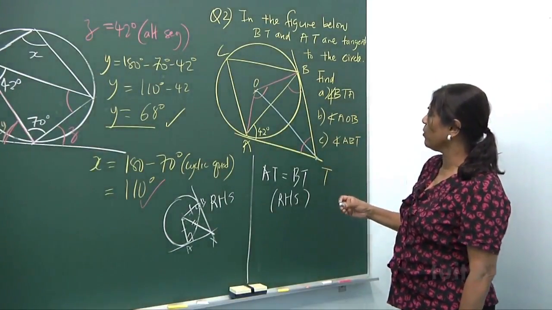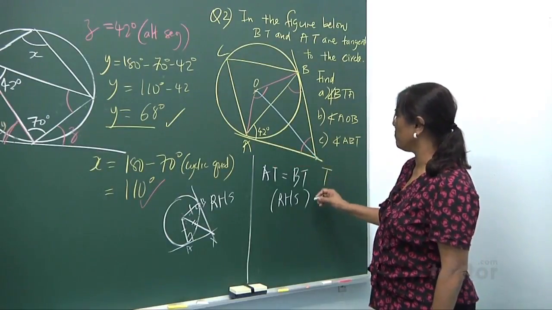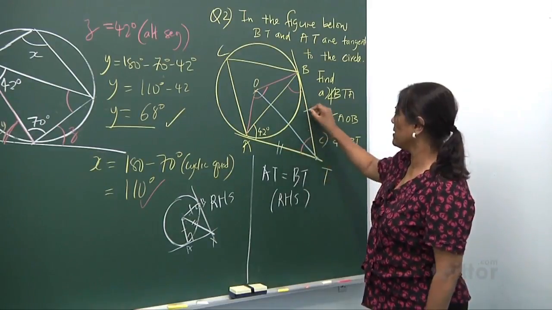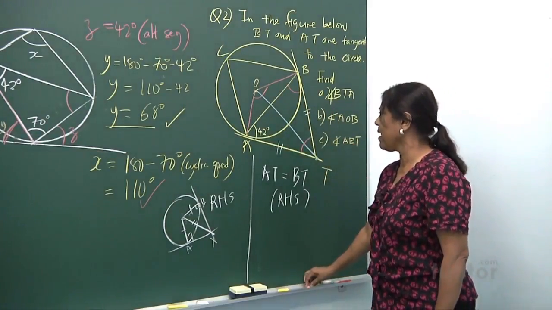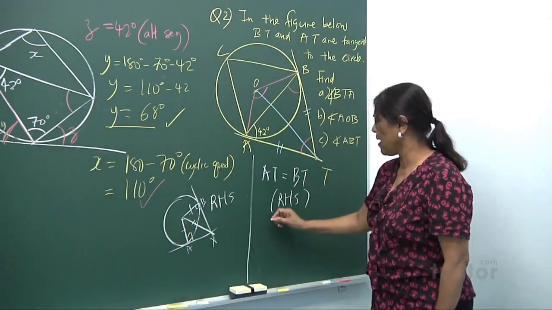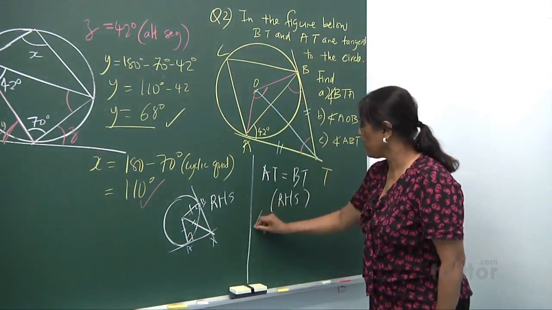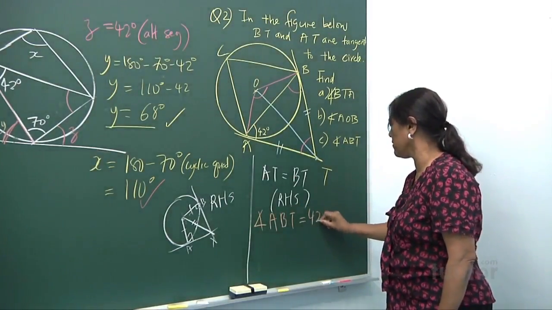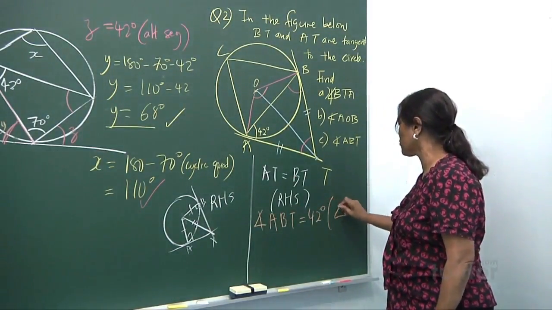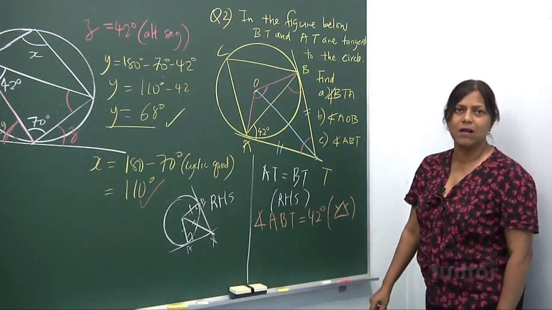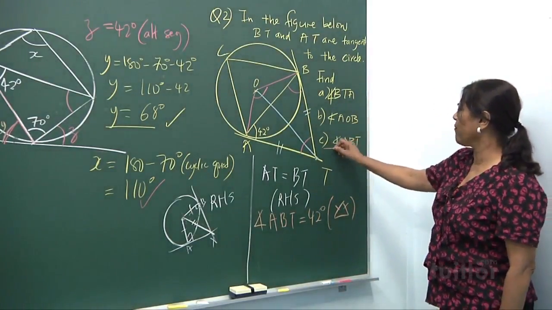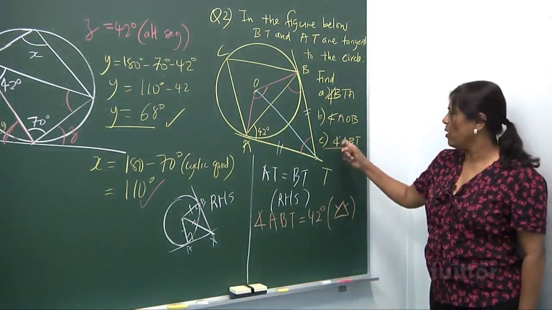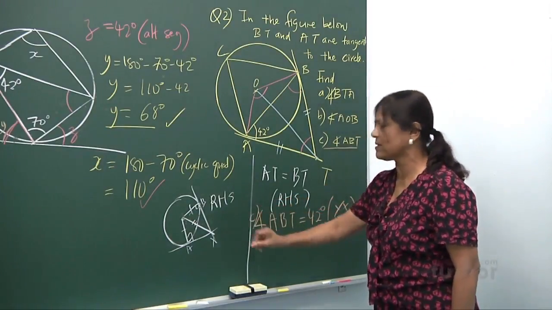Now, because they are equal, triangle ABT is an isosceles triangle. We can say it's an isosceles triangle. And hence, therefore, what can you say? Angle ABT is 42 degrees. We call that the base angle of an isosceles triangle. Well, we've answered this part, no problem. Sometimes they can be all jumbled up, and you just put that as section, answer for C.